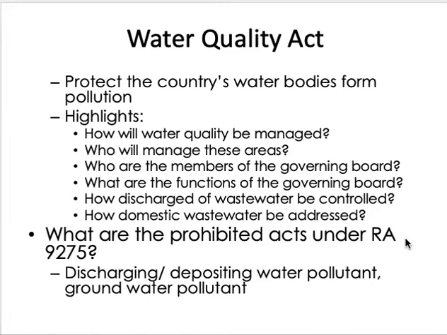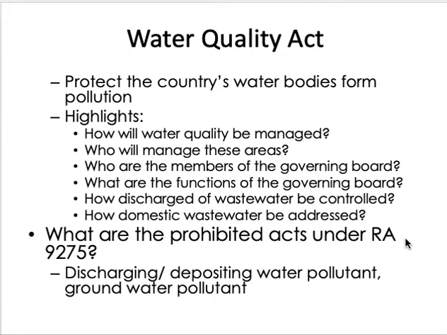So what are the highlights? Okay, so how will water quality be managed? So there are certain classifications based on water quality. Kung siya ba ay gagamitin as drinking water, gagamitin ba siya for domestic purposes, gagamitin ba siya for leisure and recreation, just like beaches and other freshwater ecosystems.